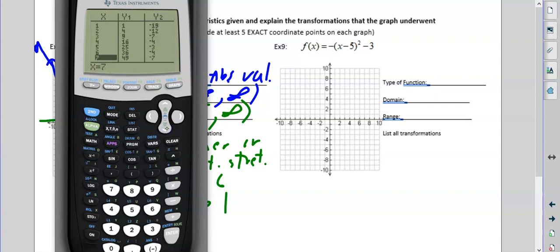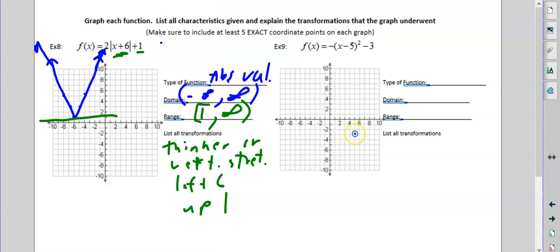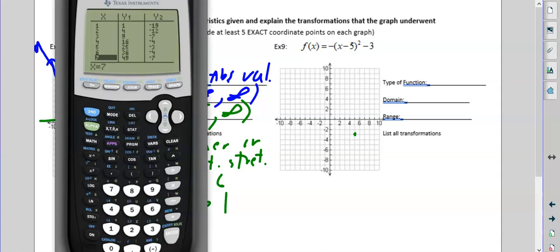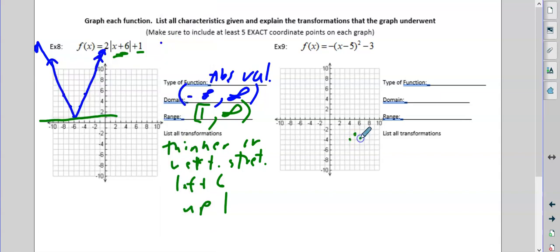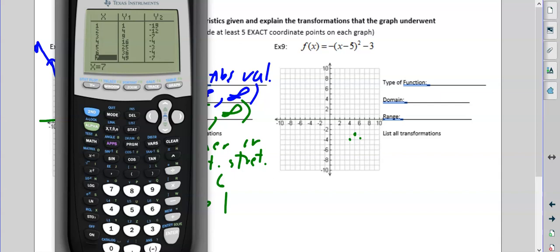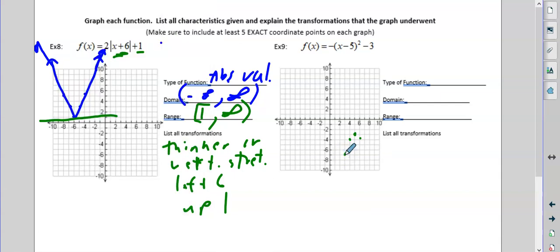So you see how the -4 repeats? So the (5, -3) is where it tops out. So (5, -3), right there. And then it is (4, -4) and (6, -4). And then it is (3, -7). And that would be (7, -7), because it matches, it lines up. And then we have our general shape like that.